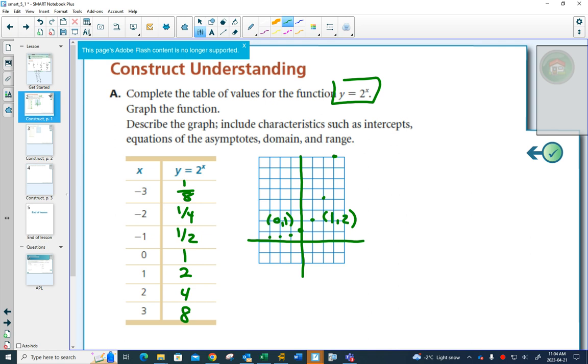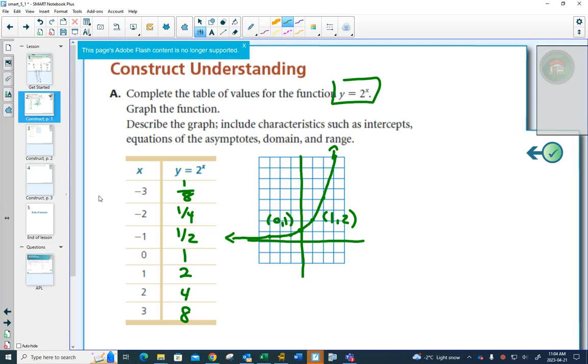So just the ones that I graphed, if I connect those ones, they look like this. And this graph is going to continue, so I can put an arrowhead here. And an interesting thing is going to happen as we go to the left. It's never going to go negative.